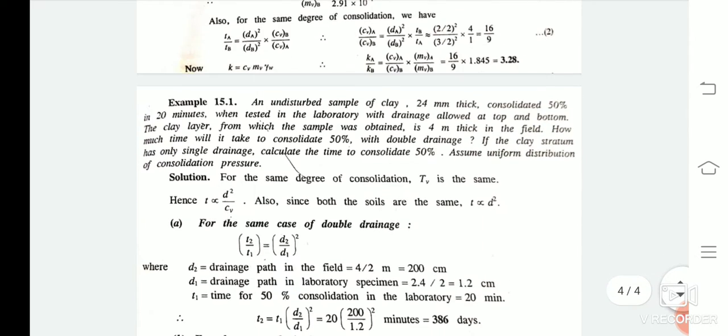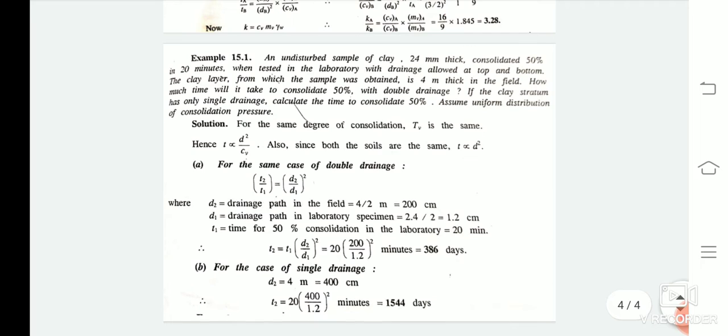So let us proceed to the last problem. What has been provided here? An untested sample of clay 24 mm thick consolidated 50% in 20 minutes when tested in the laboratory with drainage allowed at top and bottom. The clay layer from which the sample was obtained is 4 meters thick in the field. How much time will it take to consolidate 50% with double drainage? If the clay stratum has only single drainage, calculate the time to consolidate 50%. Assume uniform distribution of consolidation pressure.